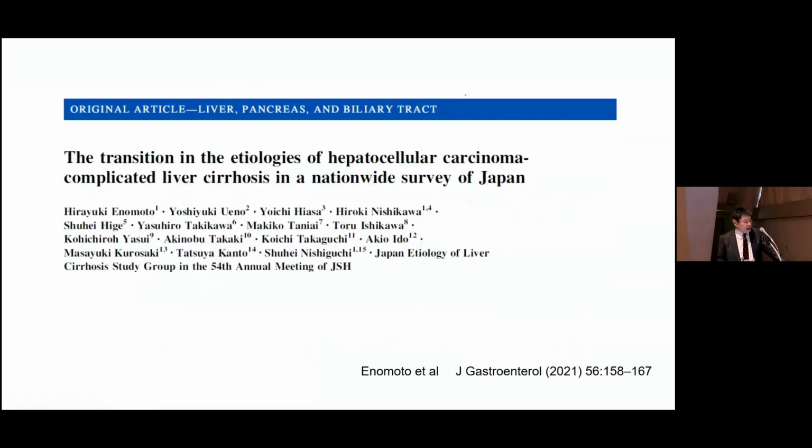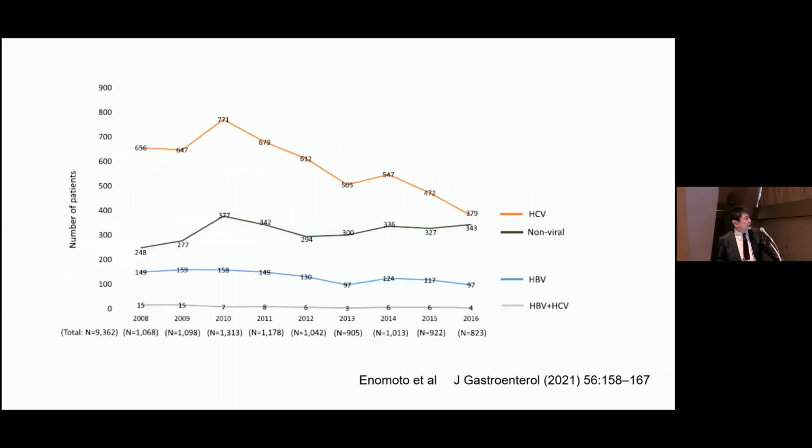What happened in the HCC etiologies? Similarly, the proportion of HCV etiology is decreasing dramatically, and non-viral etiology is increasing its share among our HCC populations.